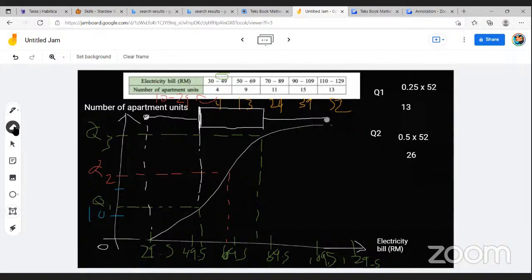Wait, where is the ending? Yes, this is the ending. Wait, no, that's not the ending. Hold on. Yeah, the ending is the upper boundary of the final class, which is over here. This is the last class. So this will be your ending, where your final upper boundary will be. And from here, you can continue drawing the box plot until here.